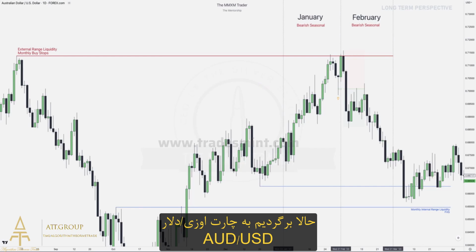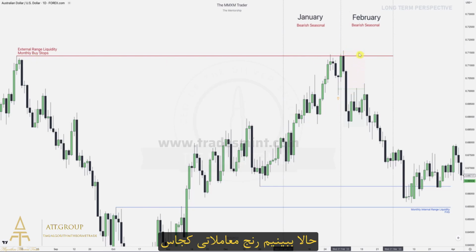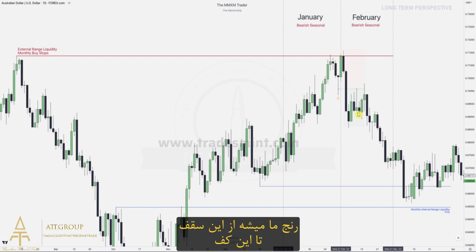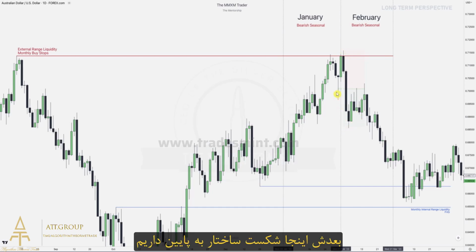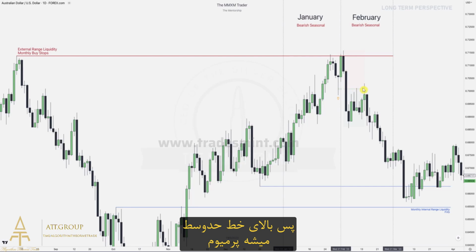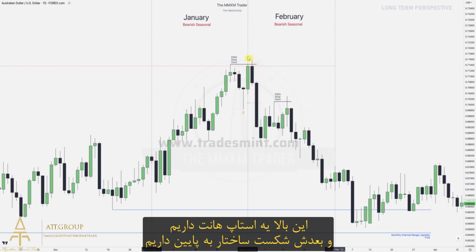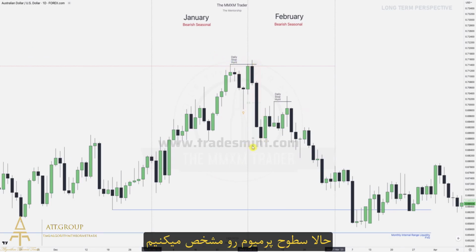So again, back to that Australian dollar, US dollar chart, right? That monthly range buy stops have been liquidated. And now let's look at what our dealing range is, right? We've got this range high down into this range low, and then we have a break of structure down here. Equilibrium is around here, so everything above this equilibrium line is in premium. And then if we look at this on a daily time frame, we've got that stop hunt up here, break of structure, draw out that premium levels, right?